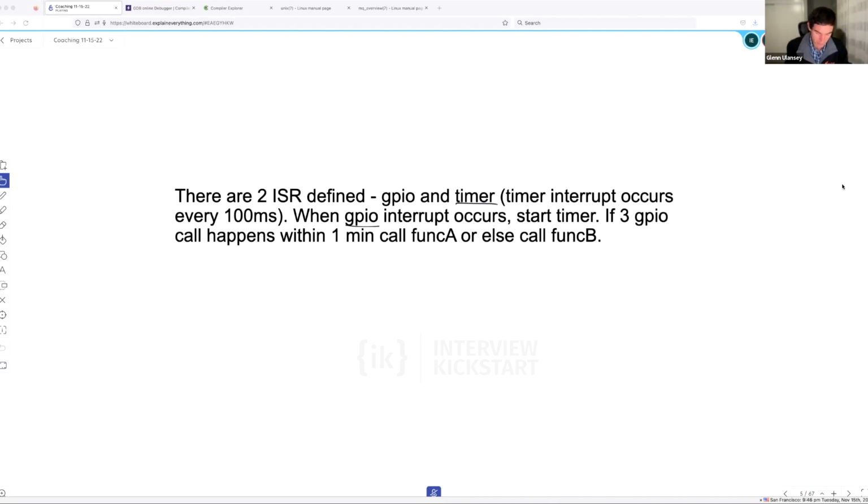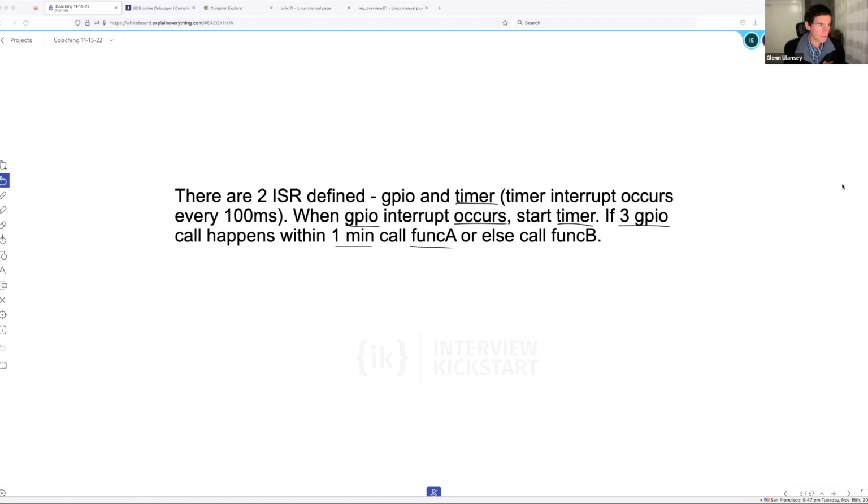The next thing we're being asked to do is, when the GPIO interrupt occurs for the first time, we want to start a timer. It doesn't say how we go about starting a timer or what it means by a timer, but we would need to start a countdown timer of sorts. And we want to start that timer because if 3 GPIO interrupts occur within 1 minute of the first interrupt occurring, then we want to call func A.